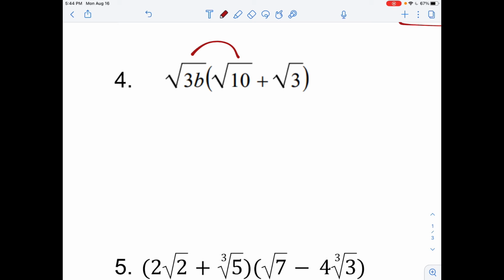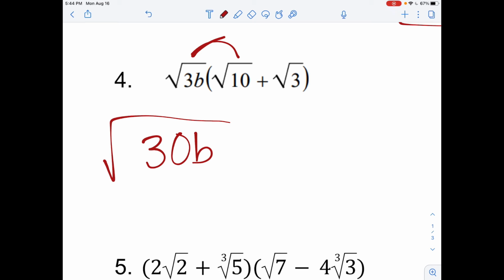When I multiply radicals, I see no coefficients, right? It's really just 1, so we don't care for those. I take the square root of everything that's under there. So 3b times 10, which should be 30b. All right, so I'm all done there.